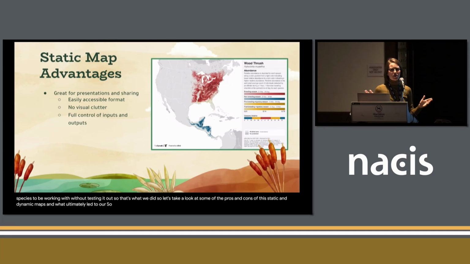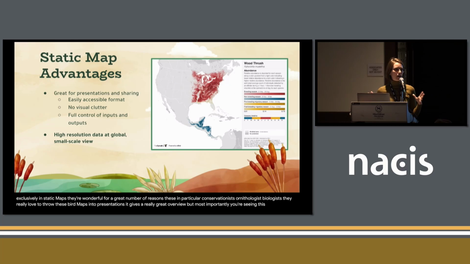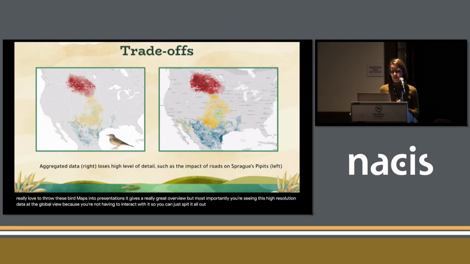Static maps are not dead. I've talked to plenty of people in the past few days who work exclusively in static maps. They're wonderful for a great number of reasons. Conservationists, ornithologists, biologists, they really love to throw these bird maps into presentations. It gives a really great overview. But most importantly, you're seeing this high resolution data at the global view because you're not having to interact with it, so you can just spit it all out.